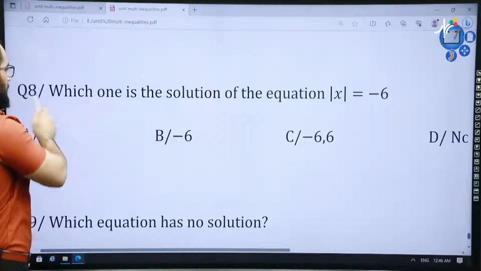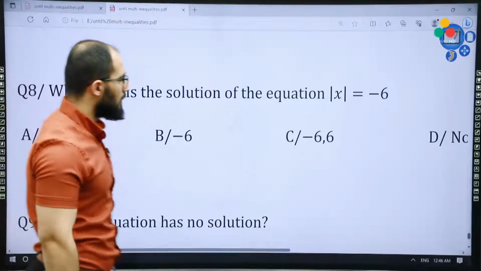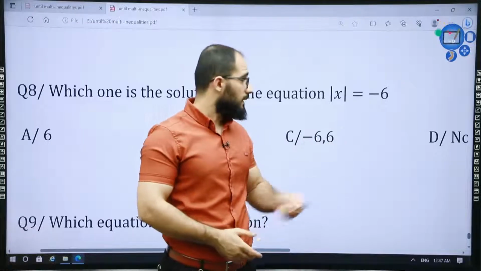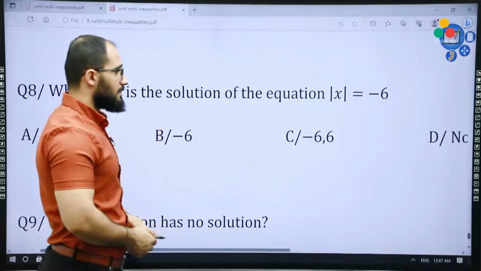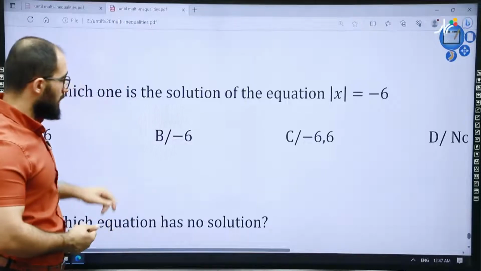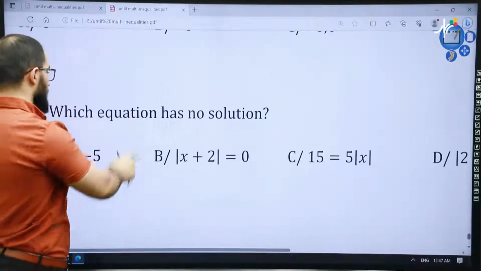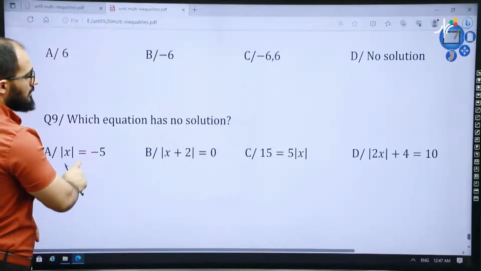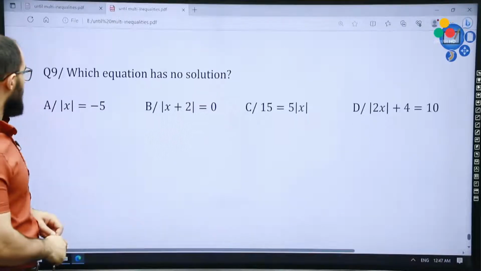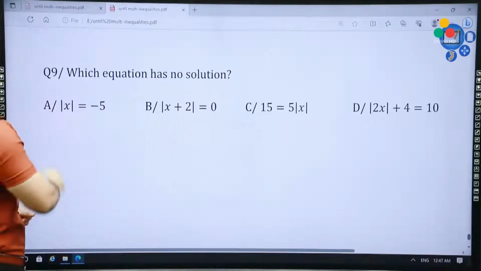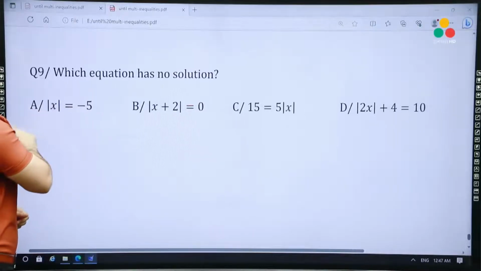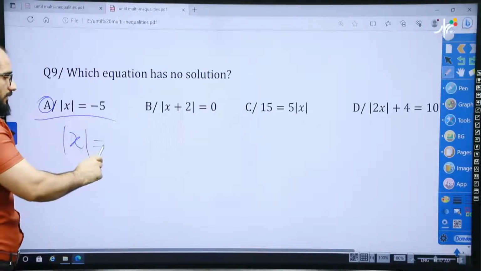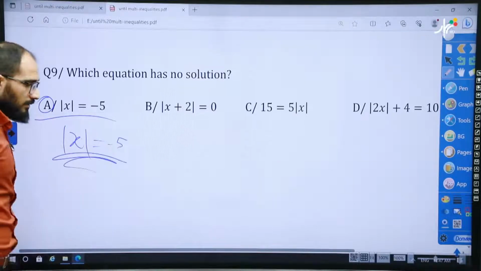Then question 8, it says, which one is the solution of the equation, the absolute value of x is equal to negative 6? So it has no solution because we have negative 6. The absolute value is equal to negative 6. That's why it has no solution. And there is another type of question. It says, which equation has no solution? It's quite clear that equation A has no solution because the absolute value of x is equal to negative 5. So it has no solution.